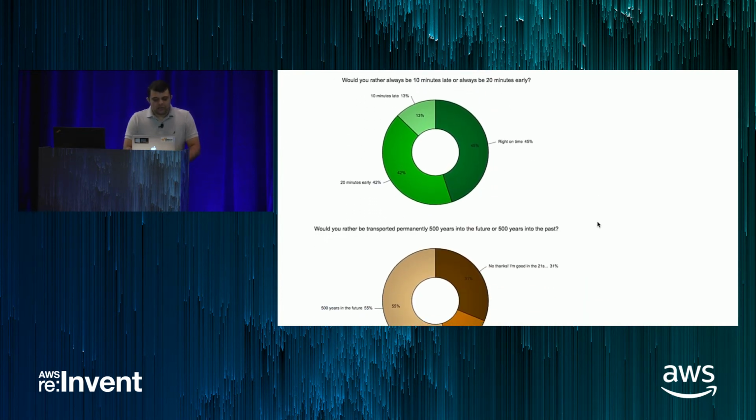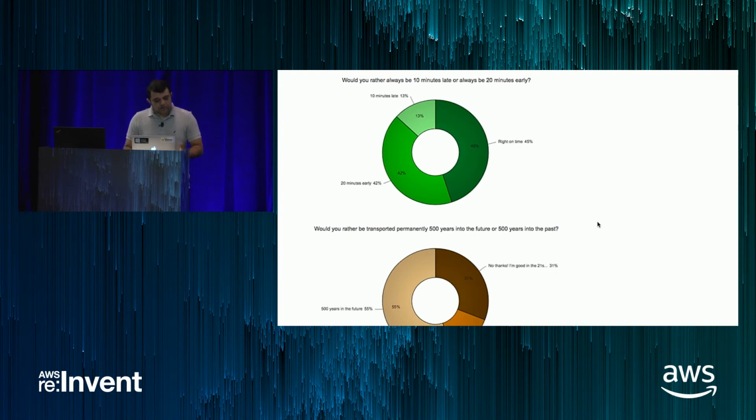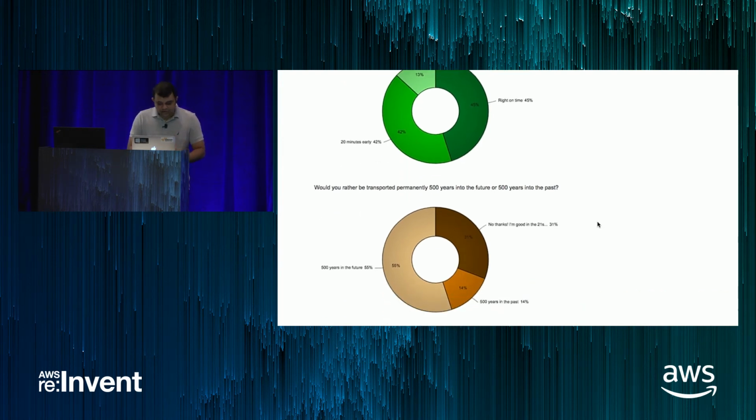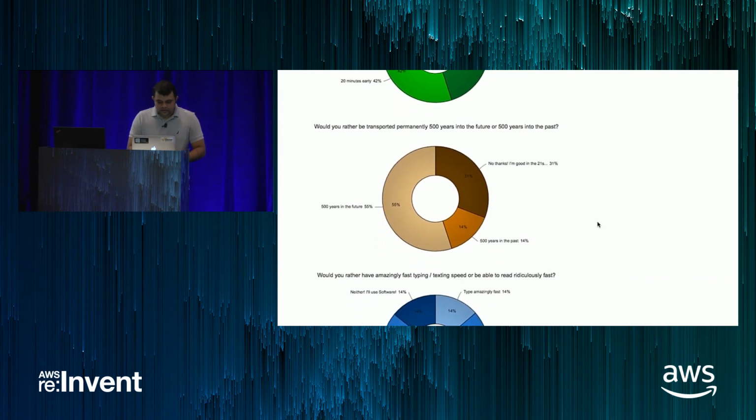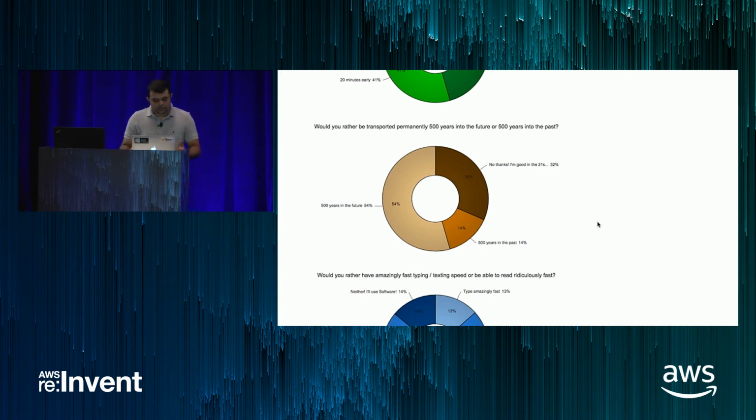Okay. And then would you rather be 10 minutes late or 20 minutes early? 45% of us would like to be right on time, while a good 42% wants to be early. I think being early is a good sign, right? Permanently 500 years in the future or 500 years in the present, right? In the 21st century, 32% of people think we're good where we are. I personally think this is a very exciting time with all the innovation going on, so that's a good choice.